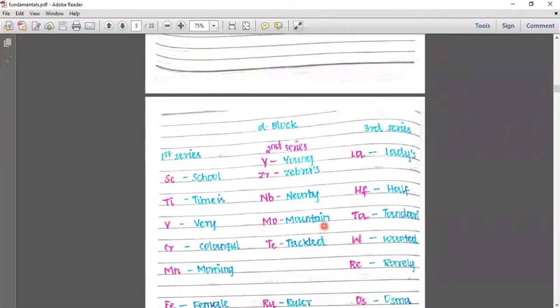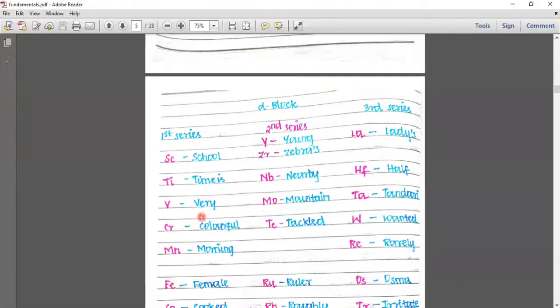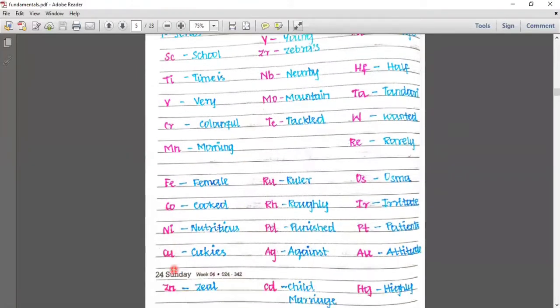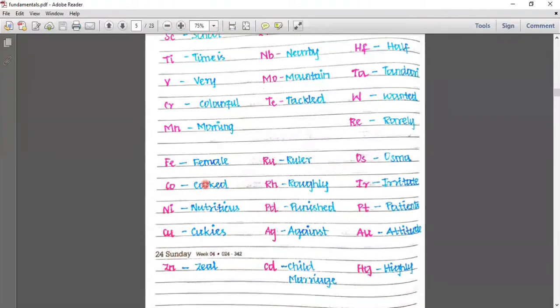Next, d block elements. First series: scandium, titanium, vanadium, chromium, manganese. "School time is very colorful morning." I have chosen five elements together, so they are supposed to come in a straight line, and I have written them in vertical order: scandium, titanium, vanadium, chromium, manganese. School time is very colorful morning. And next: iron, cobalt, nickel, copper, and zinc. "Female cooked narrative cookies by Zilla."